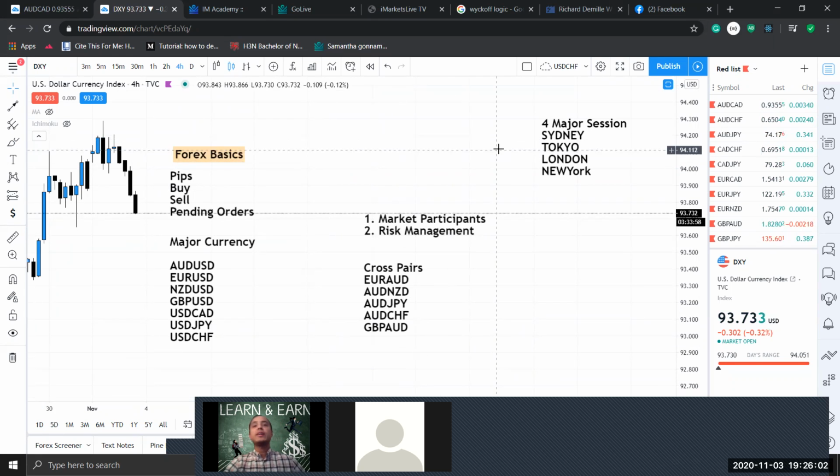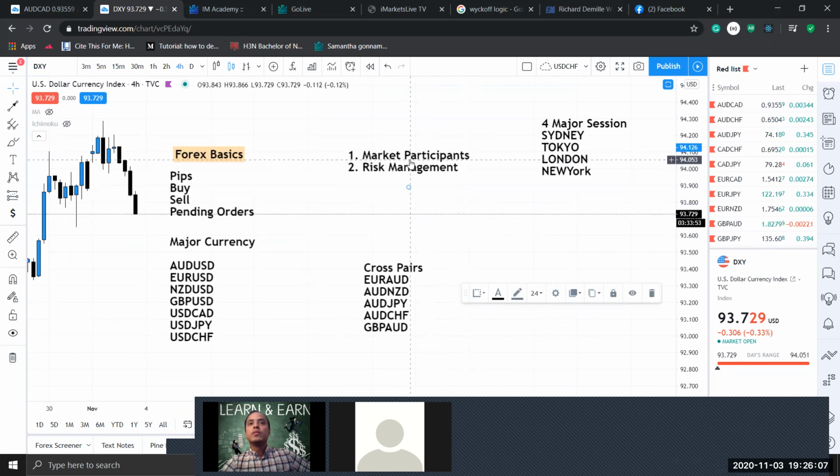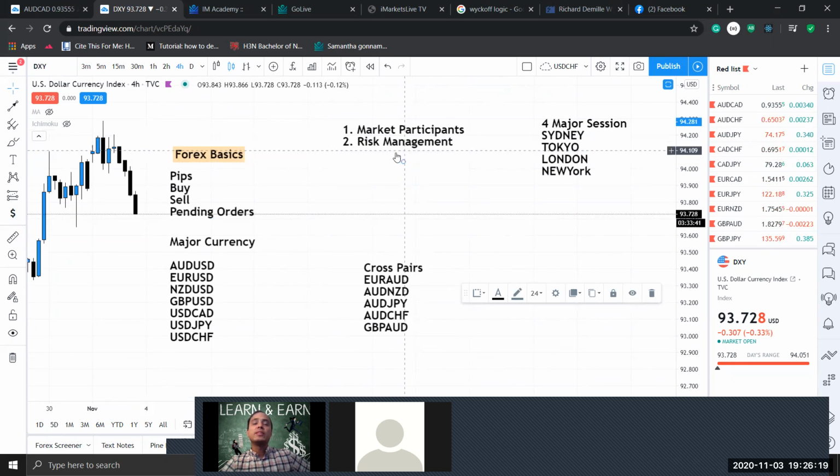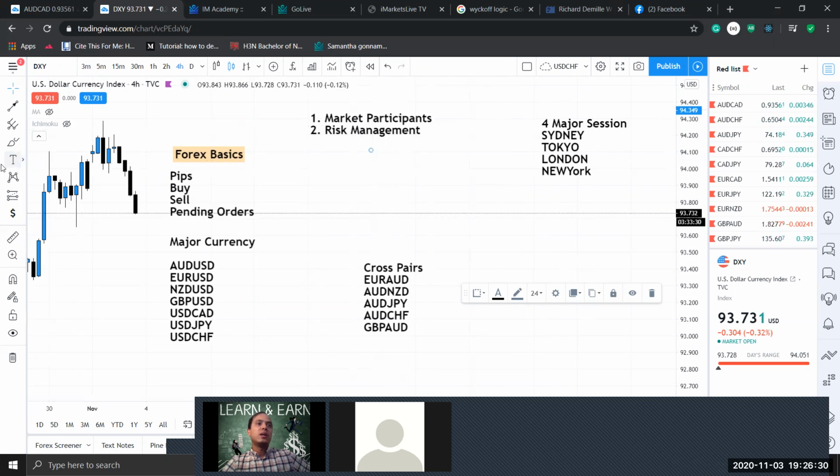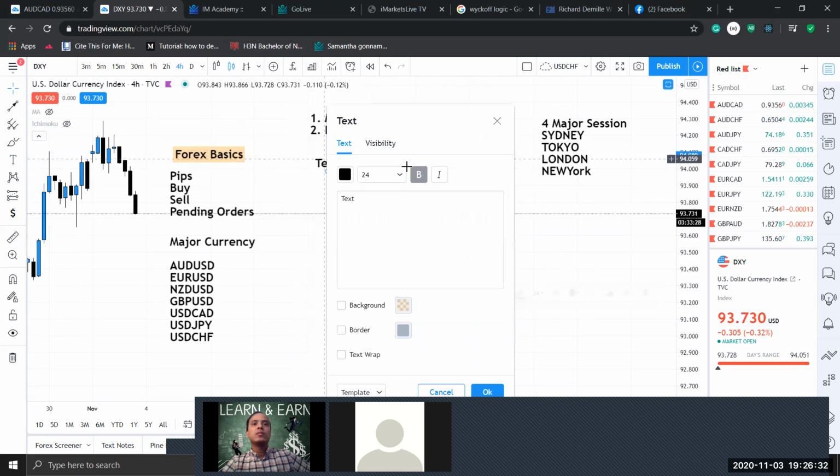What is the forex market? Again, let's know about who drives this market. Before going into what are pips and what is buy and sell, let us go to the fundamentals: how the market works. So who drives this market? Who are the market participants? I'll just type it here.